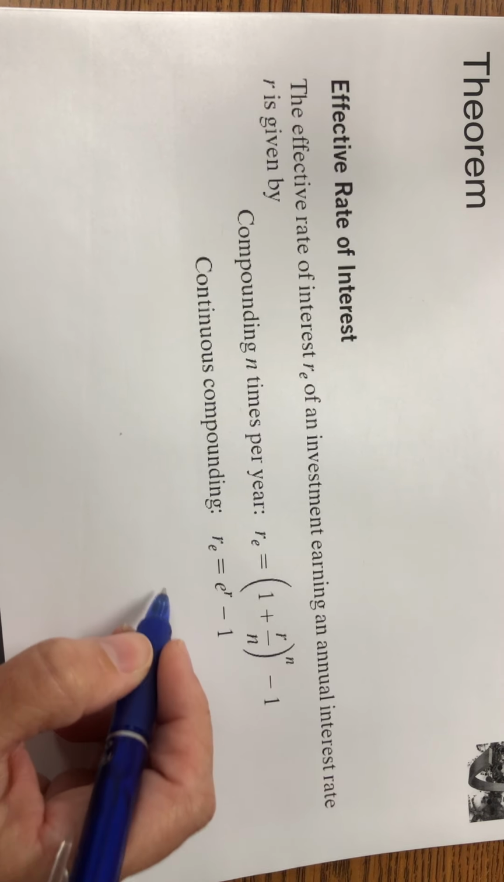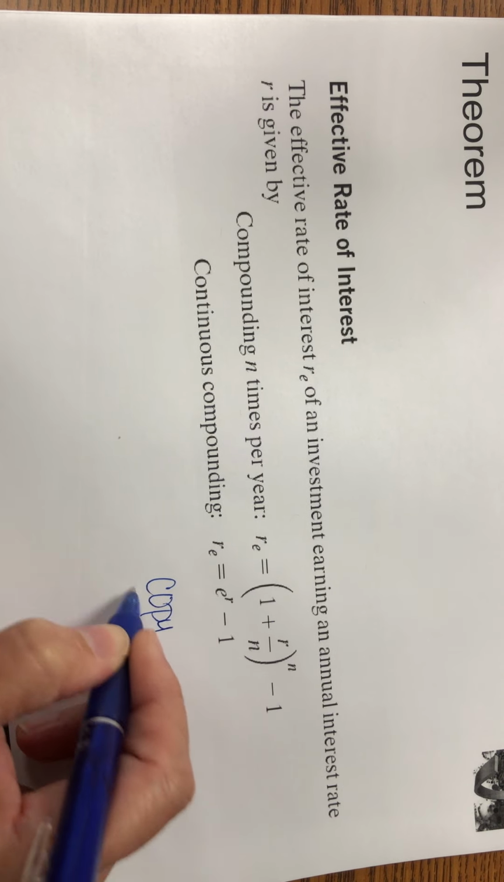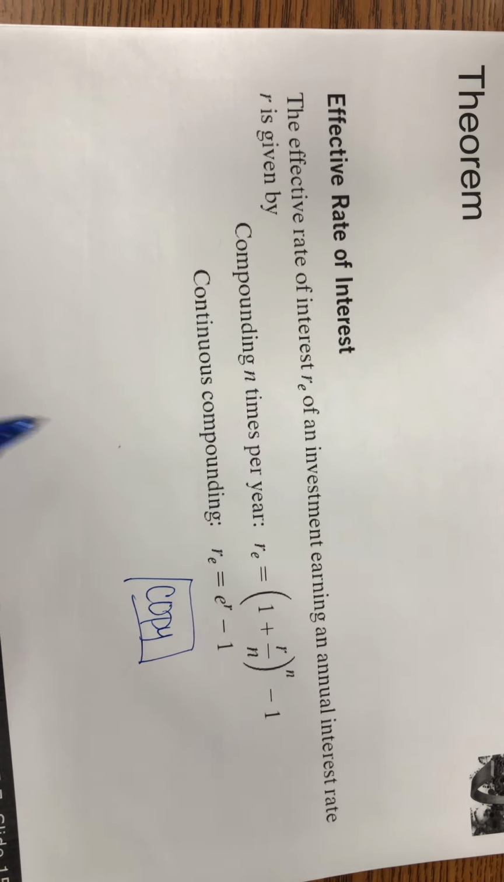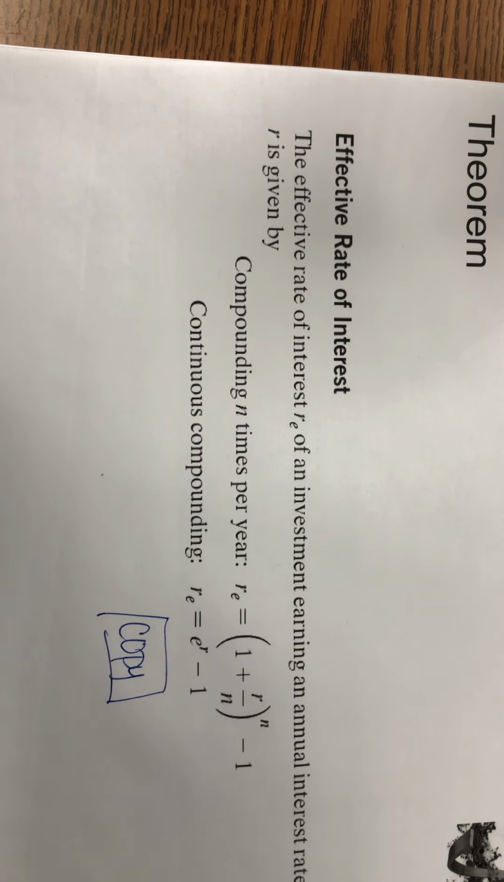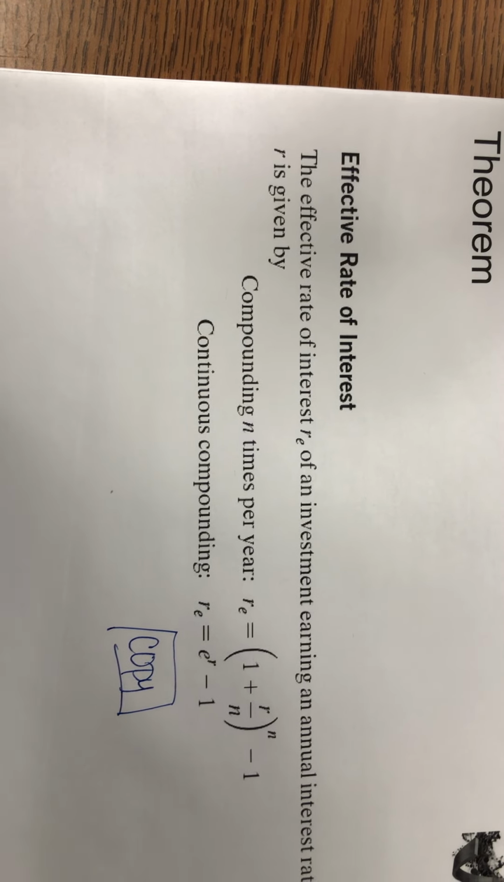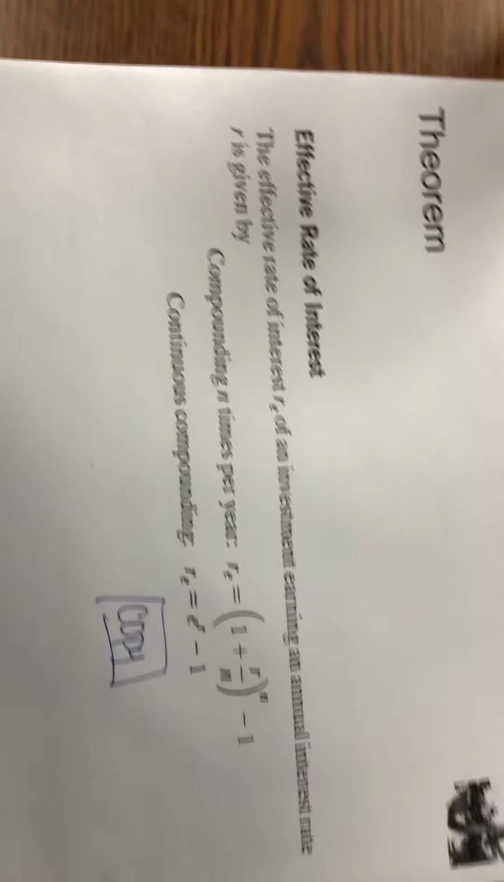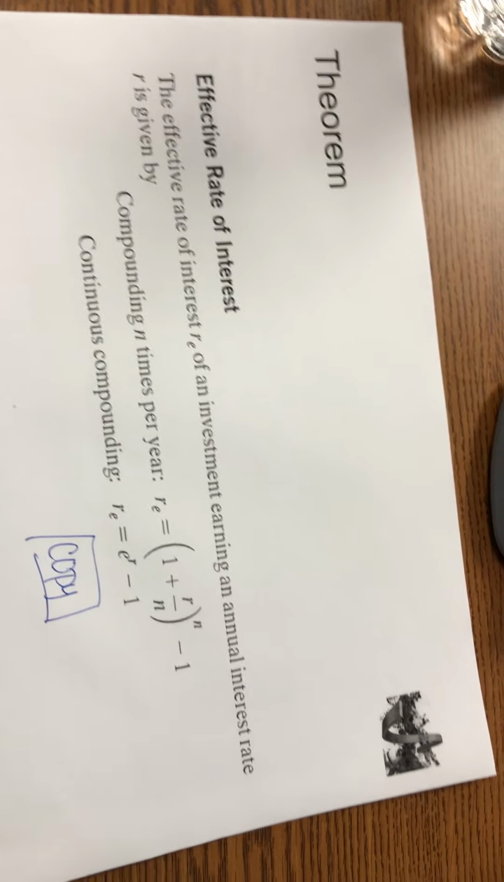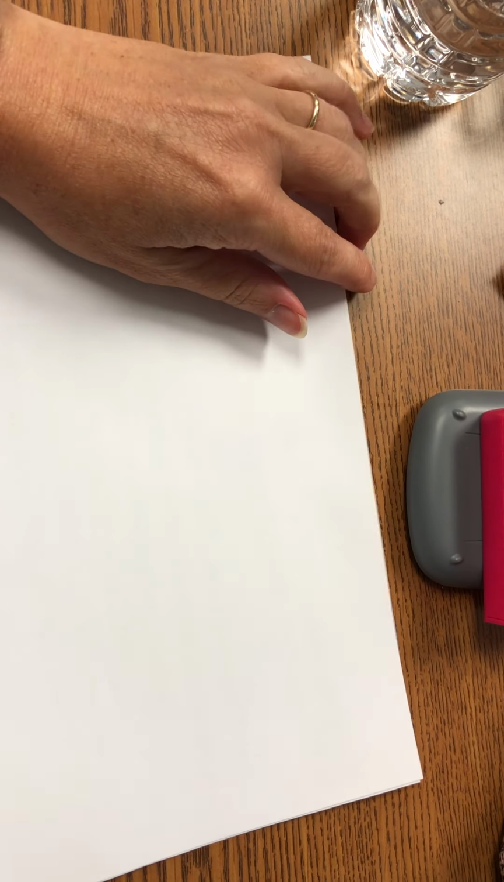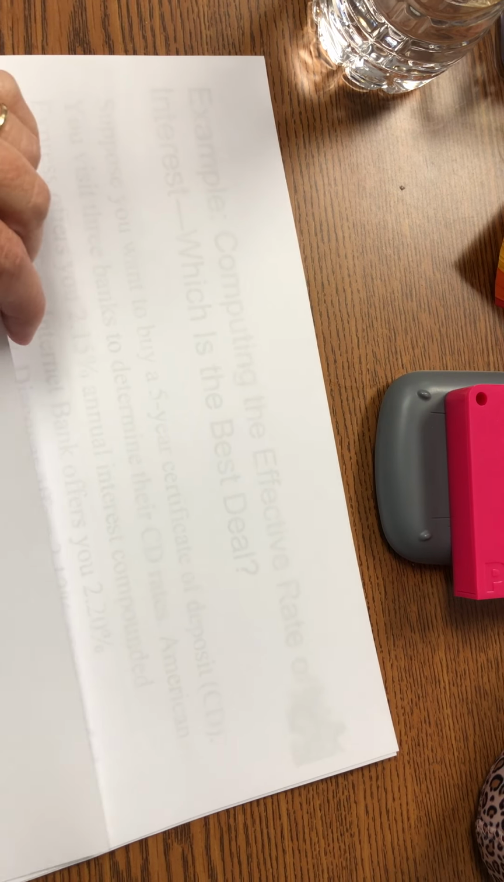So take a moment and copy these two formulas down. And remember, we use these when we're comparing the interest rates and the different compounding amounts from different banks to see which one is going to give us the best amount in the long run.